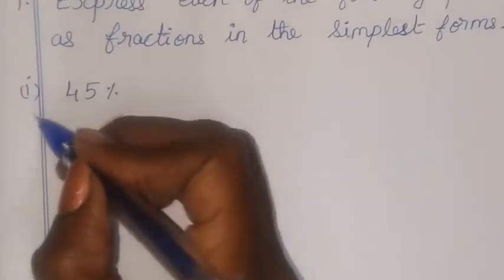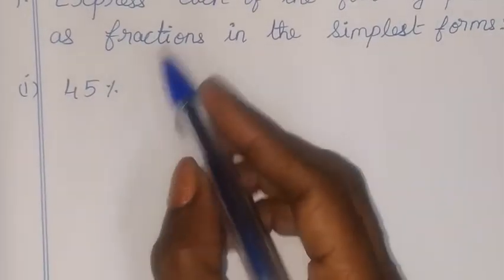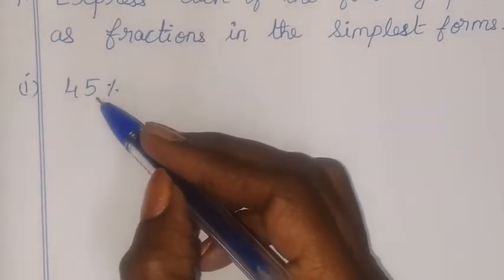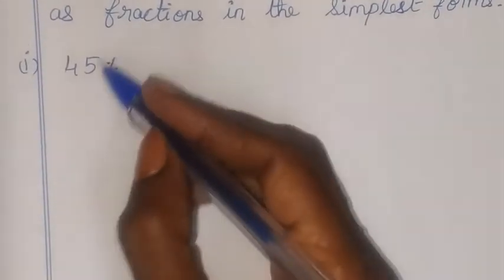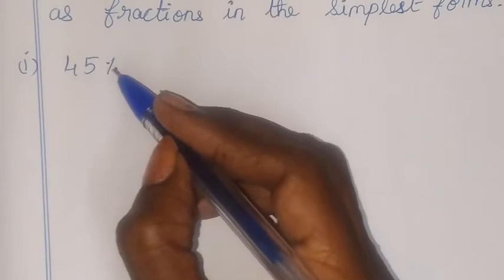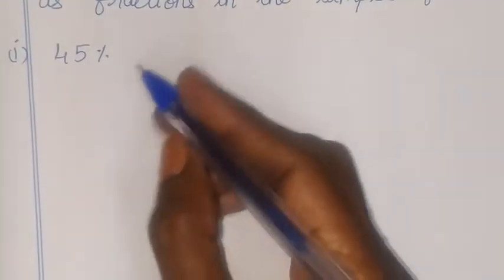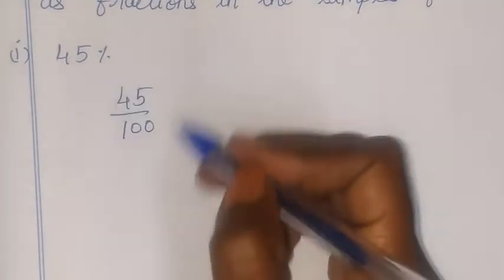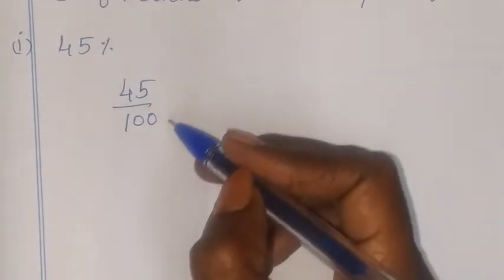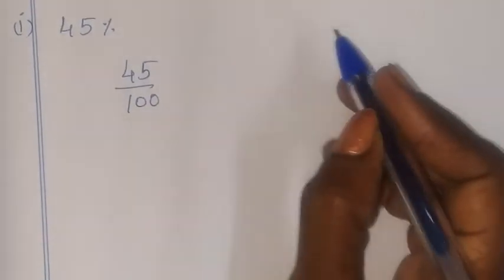Okay, let's see the first sum, 45 percentage. To convert from percentage to fraction, what we have to do is just divide it by 100. Actually, what is percentage? It's out of 100, right? So we are going to write it as it is. 45 by 100, and now it is in the fraction form. This we want in the simplest form, so we have to simplify it.